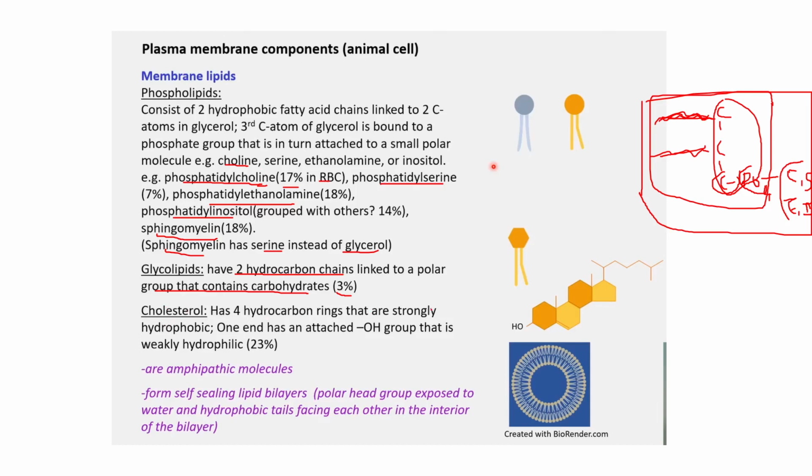Another is cholesterol. Cholesterol has four hydrocarbon rings. As you can see in this structure, this is the complete cholesterol molecule. It has four hydrocarbon rings, which are hydrophobic. So this part is hydrophobic, and at one end there is an OH group present, and at the other end there is a carbon chain.